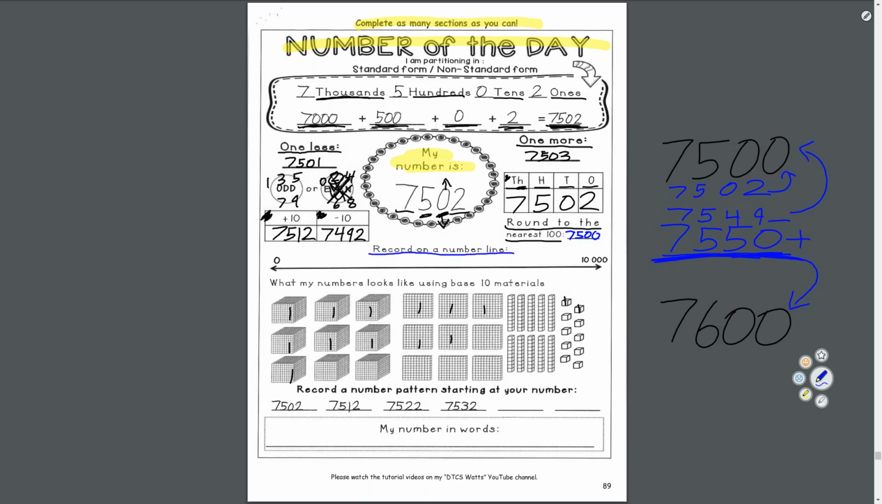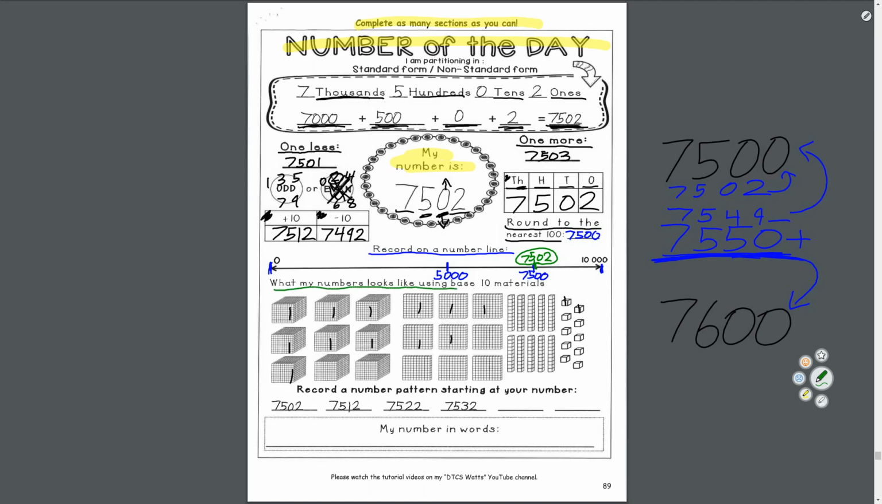Record on a number line, 0 to 10,000. What's in the middle of those? Between 0 and 10,000, 5,000. What's between 5,000 and 10,000? Right in the middle, that would be 7,500. That's very, very close to 7,502. So that means we're going to put it right next to it. And we'll write the number, 7,502, put a bubble around it, and we're done.